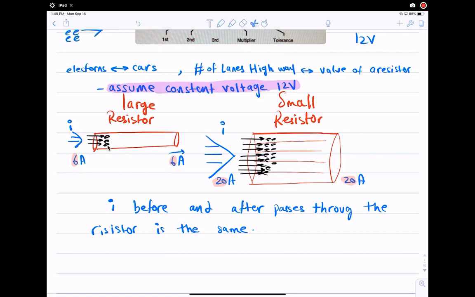But from the beginning, it puts a rule. The large resistor says I only take 6 amperes. The small resistor says I only take 20 amperes for the same voltage. You see? So if R is small, then the current is high. If R is high, then the current is small.